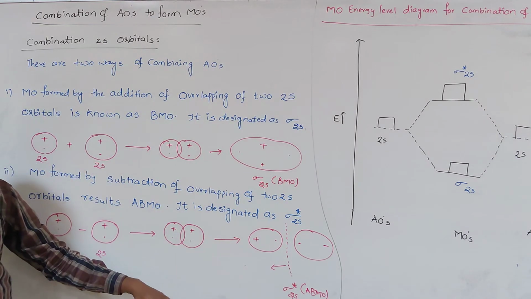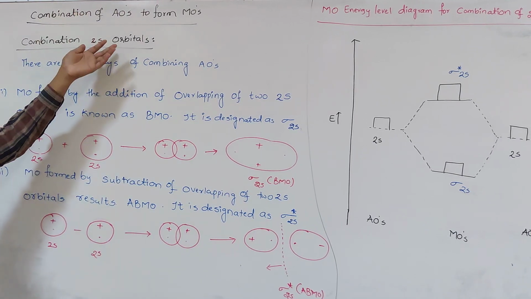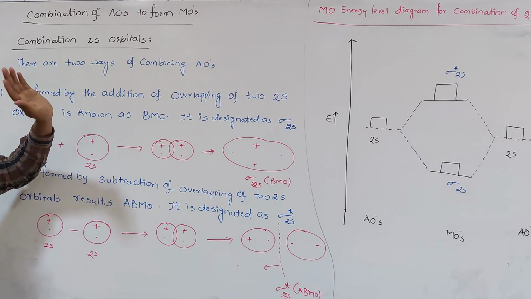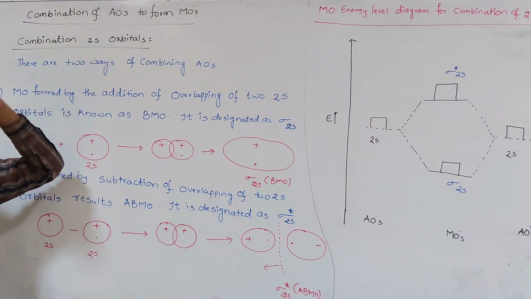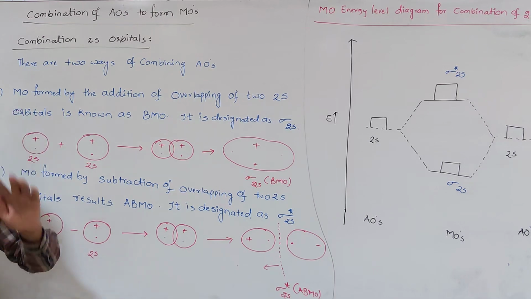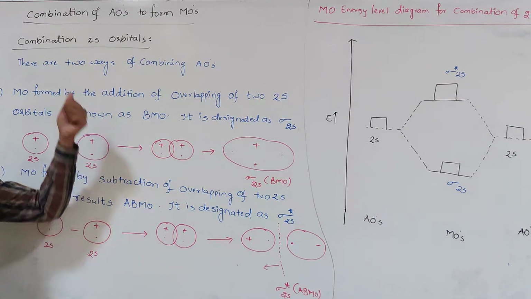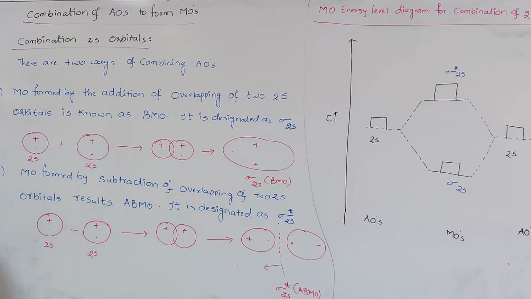Here they are designated as sigma 2s and sigma star 2s. The molecular orbitals which are formed by the combination of 1s orbitals have the same shape as the molecular orbitals obtained by the combination of 2s orbitals, only the difference is in size. The molecular orbitals formed by the combination of 2s atomic orbitals are somewhat larger in size compared to those formed by the combination of 1s orbitals.